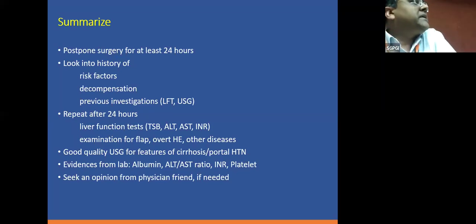In the pre-op period, you can say low albumin, high bilirubin, low platelets. These are the indicators likely to predict a poor outcome.